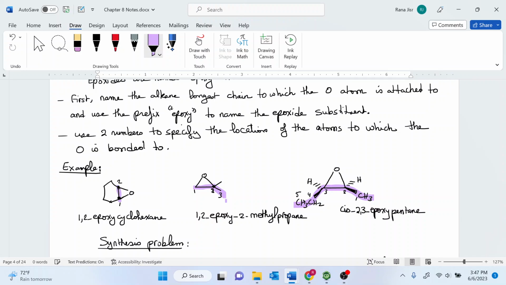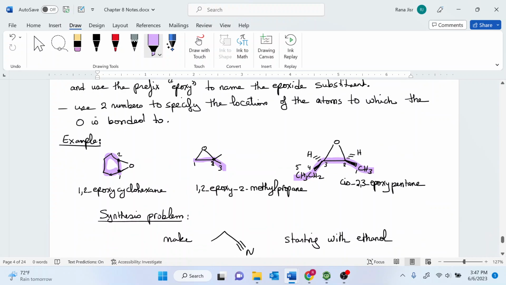Here, the epoxide is between carbons 1 and 2 of the cycle. So the ending is going to be a cyclohexane, and the epoxide is on carbons 1 and 2 of the cycle. So it's going to be 1,2-epoxy cyclohexane. Since I did not indicate the stereochemistry of the epoxide, no need for you to indicate it. But normally, when the epoxide is connected to a cycle, it's always going to be cis, because the bonds are going to be in plane.